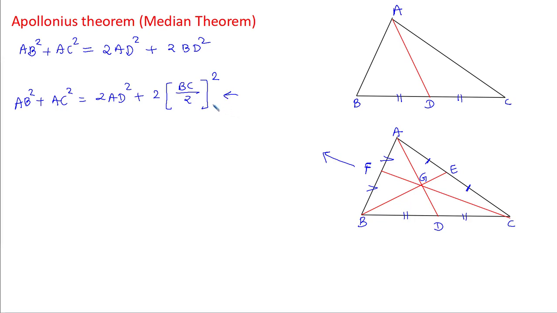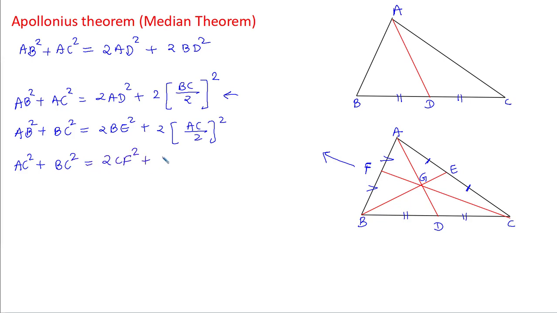Now let's apply the Apollonius theorem on the median BE. For the median BE, the Apollonius theorem is going to be AB square plus BC square is equal to twice BE square plus twice (AC divided by 2) square. After this, let's apply the Apollonius theorem on the median CF. We will get AC square plus BC square is equal to twice CF square plus twice (AB divided by 2) square.